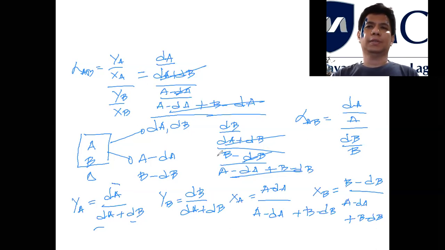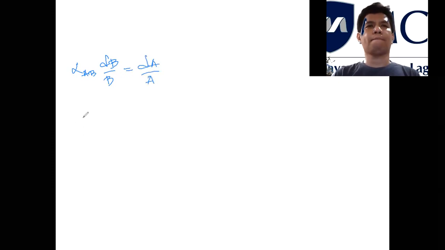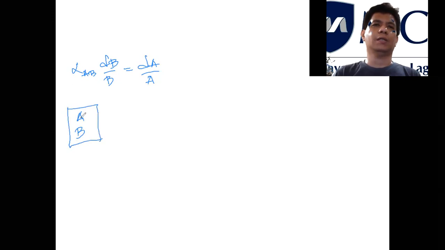So, ano lang yun. Let's remember, we're trying to derive the Rayleigh equation. So with this, alpha AB is equal to D sub B over B, D sub A over A. Let's consider again our system. We will start with A and B. This is the original A.